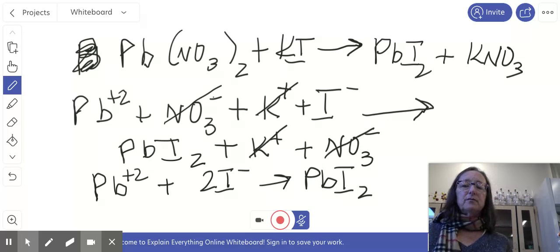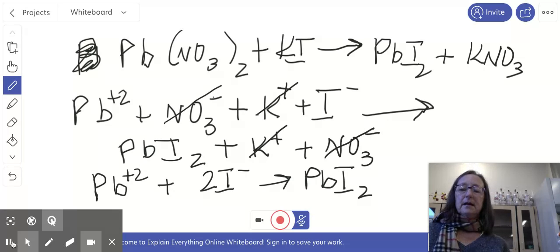So that's going through the process of taking a precipitate reaction and going all the way down to the net ionic equation. That net ionic equation is going to show us what actually happens in the lab.